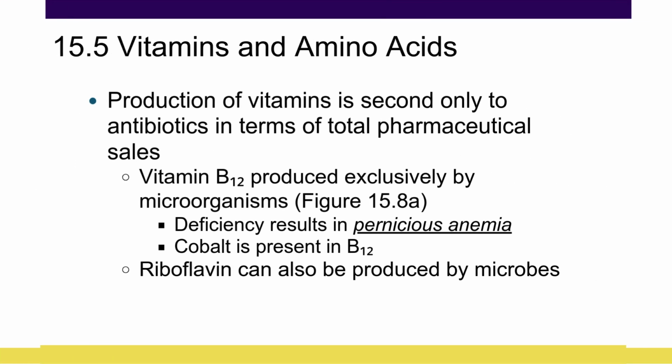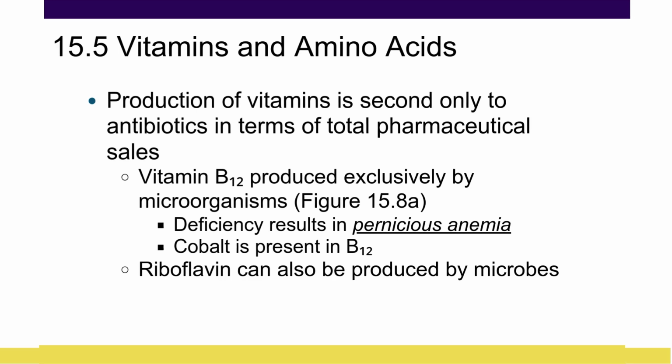As we continue, we find section 15.5 on vitamins and amino acids. The production of vitamins by microorganisms is a huge industry, second only to antibiotics in terms of total pharmaceutical production. Vitamin B12, for instance, is produced exclusively by microorganisms. A deficiency in B12 results in pernicious anemia. This vitamin is unique because it contains the element cobalt. Another vitamin, riboflavin or B2, can also be efficiently produced by microbes.